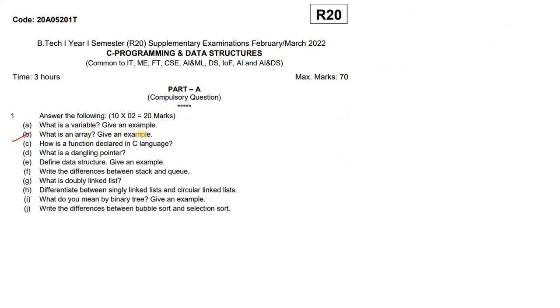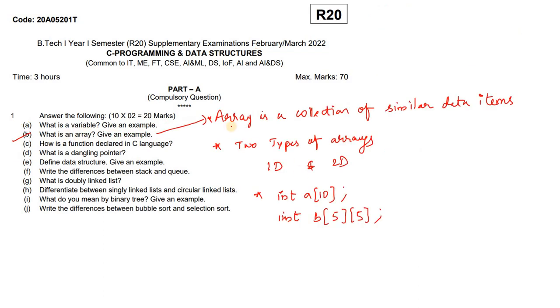See the second question. What is an array? Give an example. Here is a simple definition: an array is a collection of similar data items. The word similar is very important. If you declare an array like this, there are 10 elements and all 10 elements are integers only. That's why an array is a collection of similar data items.